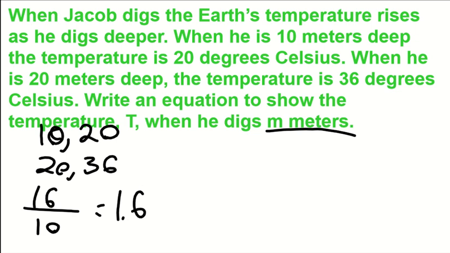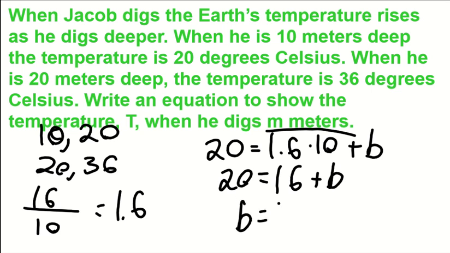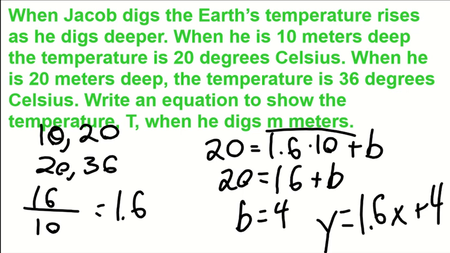All right, so if you plug in for y equals mx plus b, we take y equals our slope times x value plus b. 1.6 times 10 is going to be 16. That means b has to equal 4. So we got y equals 1.6x plus 4. Any questions?